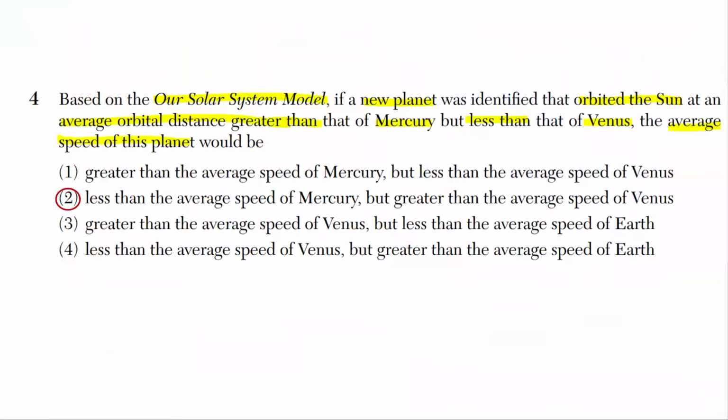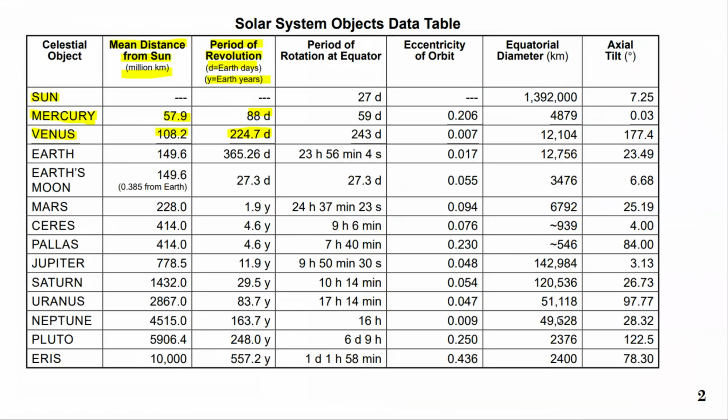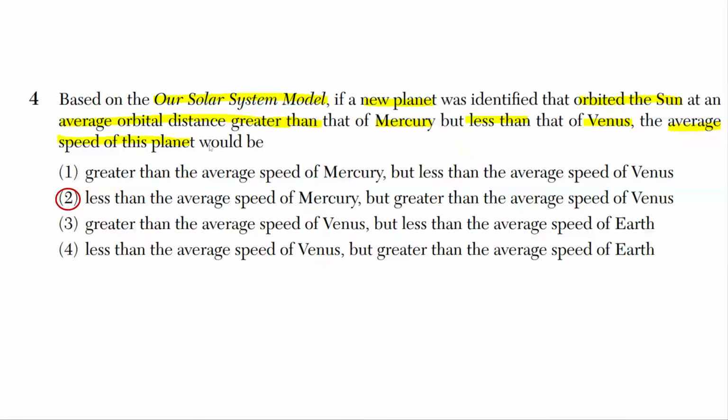Going back, this makes the answer choice 2. The average speed of this planet must be less than the average speed of Mercury because the planet seems to be farther away from the sun. The farther away from the sun, the slower it should be. But since it's closer than Venus, it should be faster than Venus because it's a little closer to the sun than Venus. It should be slower than Mercury because it's farther away from the sun, but greater than the average speed of Venus. It's a little closer to the sun than Venus, so it must have a higher speed.